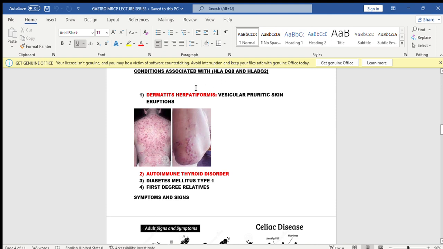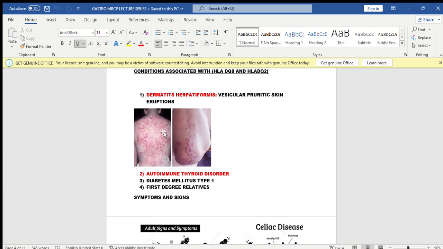So the first condition is dermatitis herpetiformis. What is dermatitis herpetiformis? It is quite simple. It is basically itchy, pruritic, vesicular eruptions all over the skin. Look at this person's back. It can even happen on the flexor compartments. It can happen over the back, multiple areas of the body. So these kind of lesions will be there. If you have a patient presenting to you with such kind of lesions and there is a diagnosis of dermatitis herpetiformis, rule out the possibility of celiac disease.